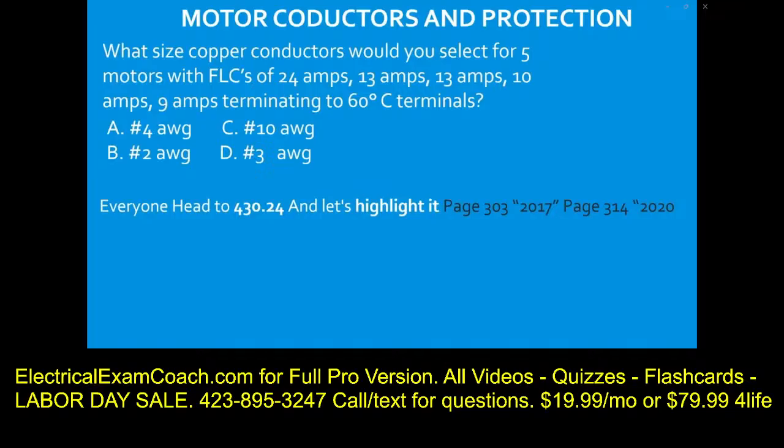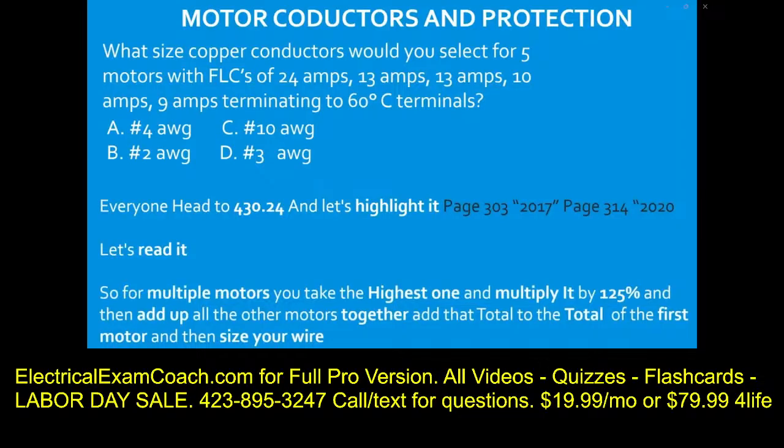Then go down to part 1 and highlight 125%, and then go down to part 2 and just highlight all of part 2, okay? So you're going to highlight the word 125% in part 1, and you're going to highlight all of part 2.